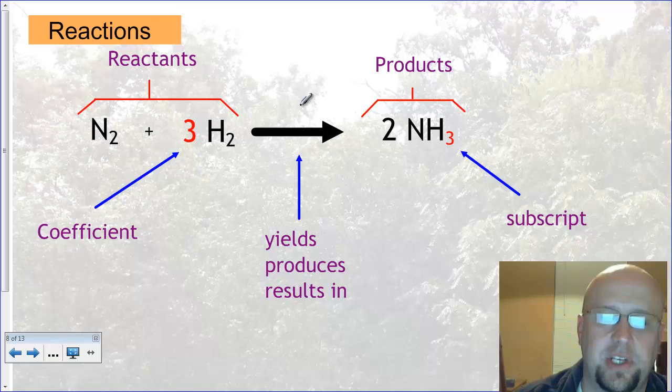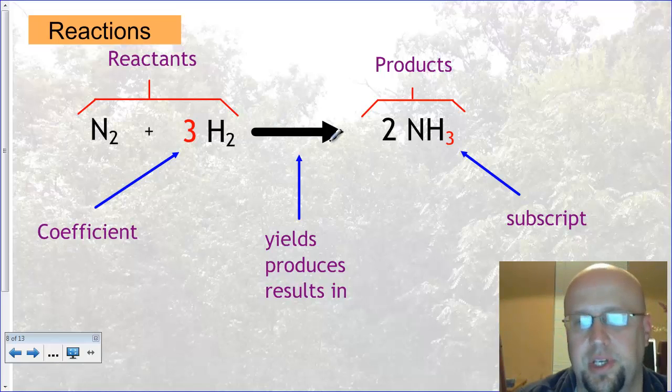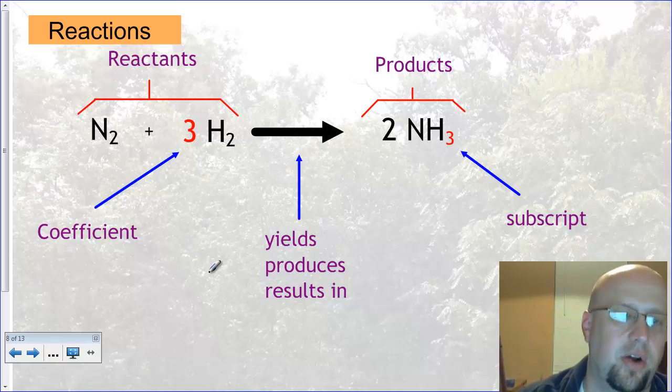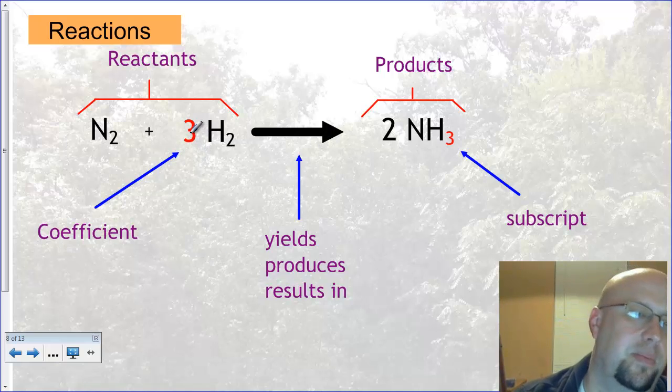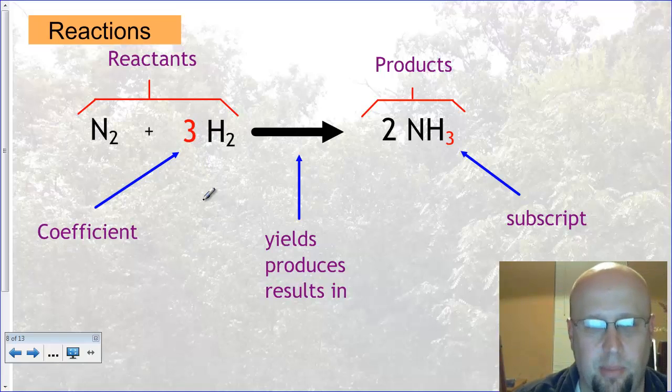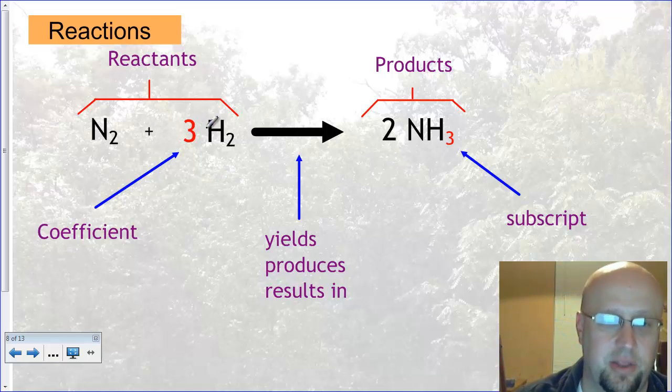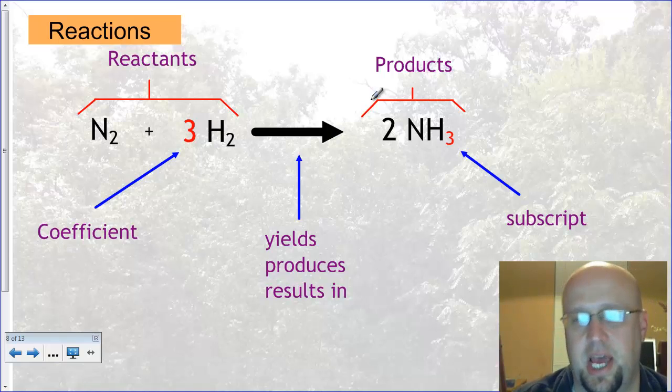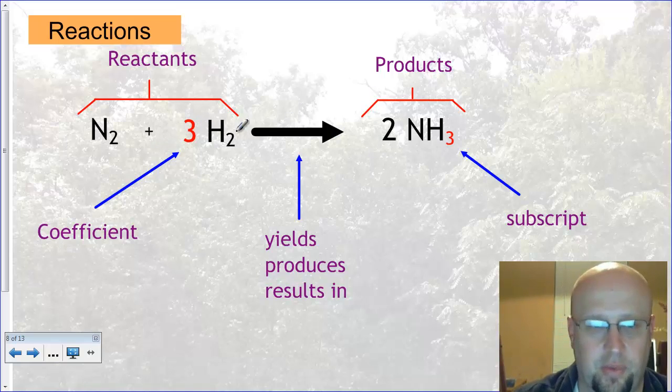A few other things you need to know. Obviously, the arrow means produces or results in or yields, is what we usually call it, the yield arrow. And then you need to know what the numbers are. The big number in the front is called the coefficient. That tells us either how many molecules or how many moles are required for that reaction to occur, or how many are produced. So this 3 would say I need 3 moles of hydrogen to get this to happen. This would say for every 3 moles of hydrogen, I get 2 moles of ammonia out.